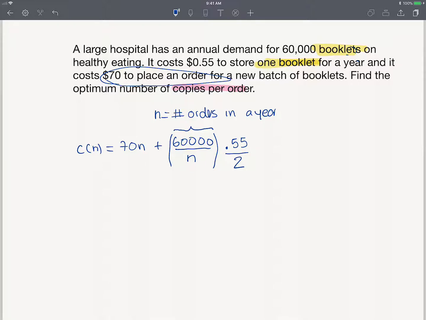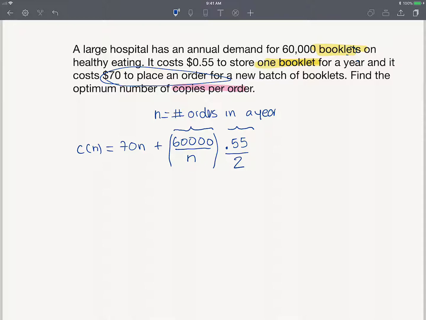And this is the cost that you're going to pay for having those books. You're not going to have them all year, so some of them you're paying for the entire year, some of them you're paying for half a year, some of them you're paying less than that. So on average you pay 55 cents divided by 2. Yeah, so that's the average you pay for a year. So it's a little bit simplified version of it, but this is the way the book works it out.